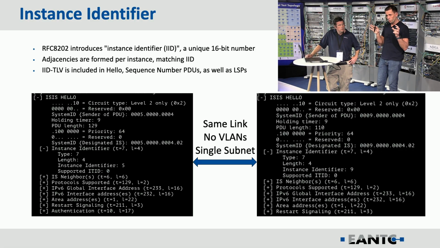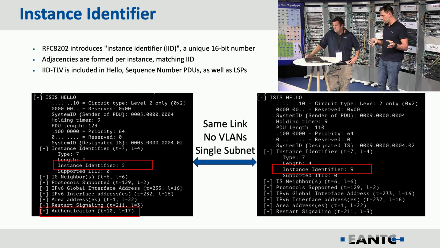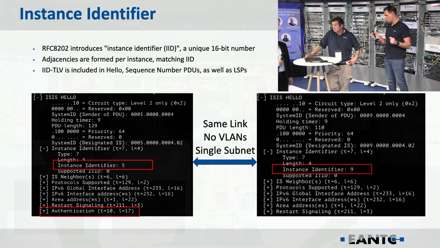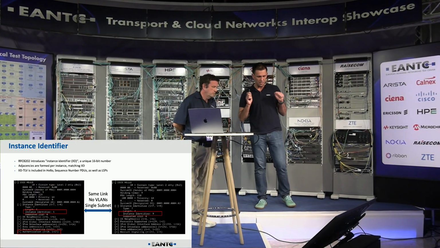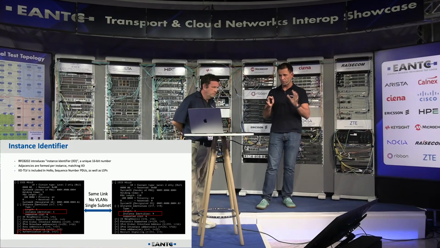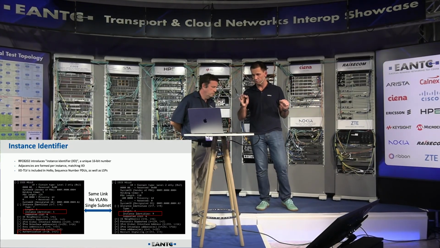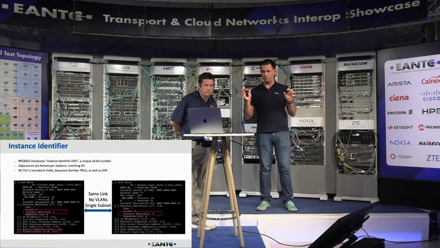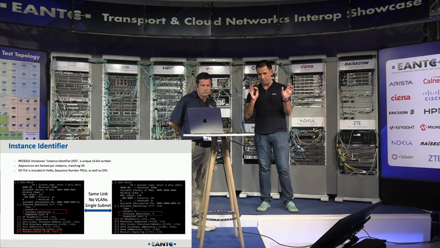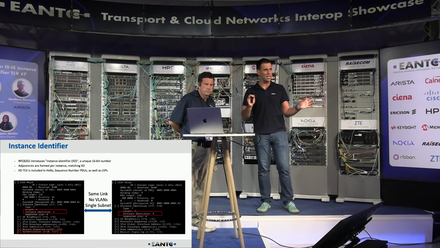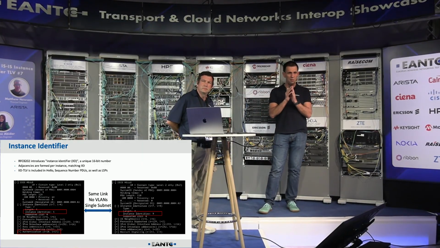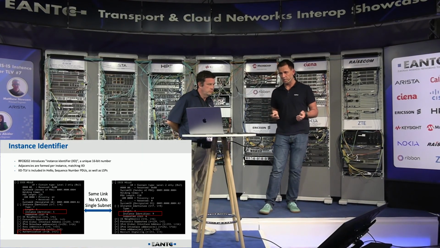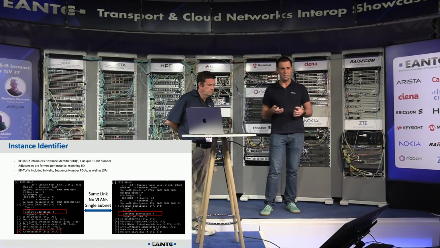I have taken two captures from the same physical and logical link connecting two routers. I have taken two screenshots of the messages exchanged by ISIS on the same link. On the left side you see instance 5, and on the right side you see instance 9. And we have even configured different parameters for every instance. You see instance 5 is protected by some authentication, while instance 9 has a completely different set of parameters configured. So on the same physical and logical link with a single subnet, you have two or more instances running over that link.